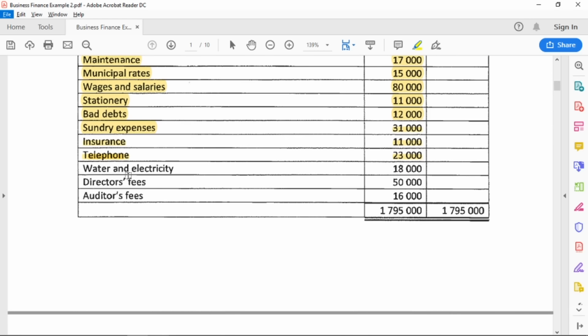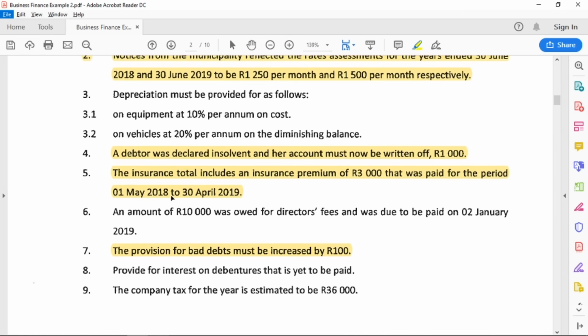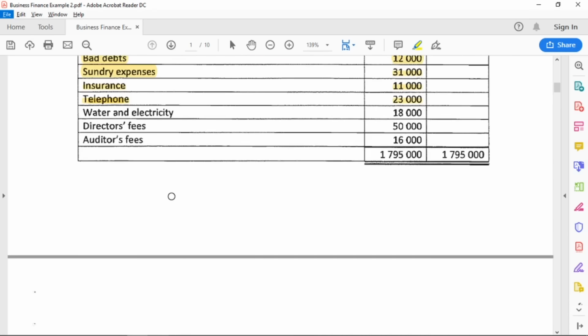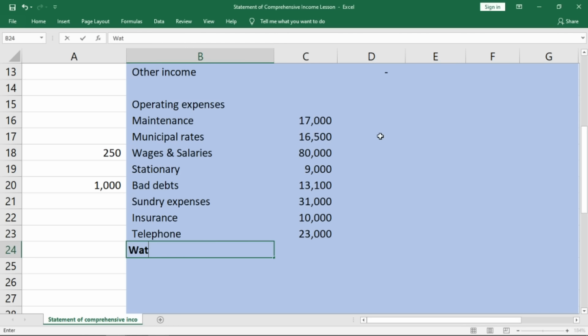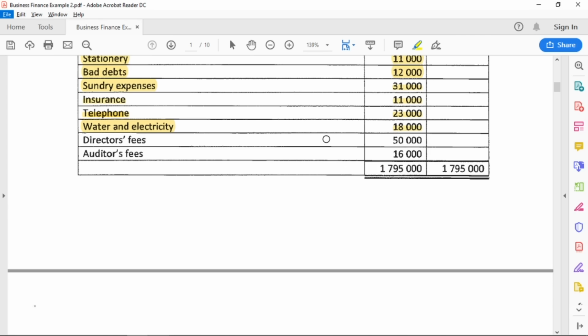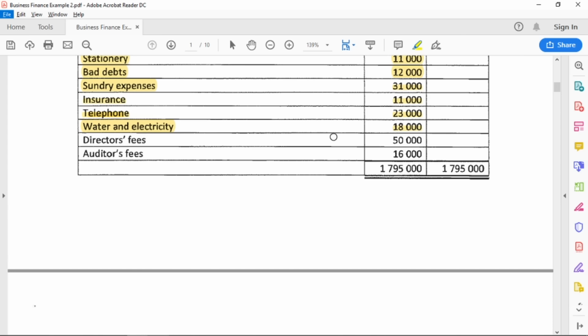And then next one is water and electricity, and from additional information we can see here there's nothing on water and electricity as well, so we're just going to take it as it is in our pre-adjustment trial balance. So you can see how easy it is when it's not addressed in our additional information, we just take it as it is. Water and electricity, how much was that? It was 18,000 rand, so we'll put 18,000. Then we move on to the next one, directors fees, 50,000 rand.